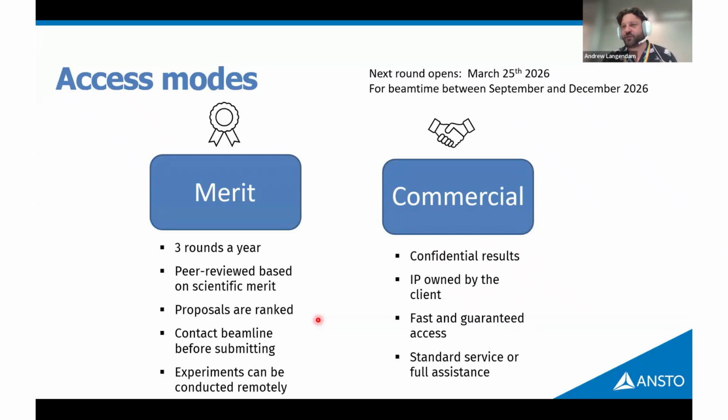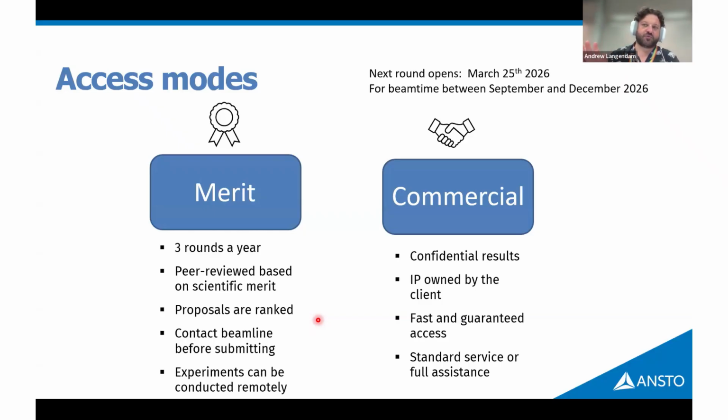And then that gets reviewed by external reviewers. And then we have a committee that goes through all the proposals and ranks them. And then people get awarded based on the feasibility of the study and the impact of that study. So that's all through the merit proposal rounds where it's a bit more competitive.